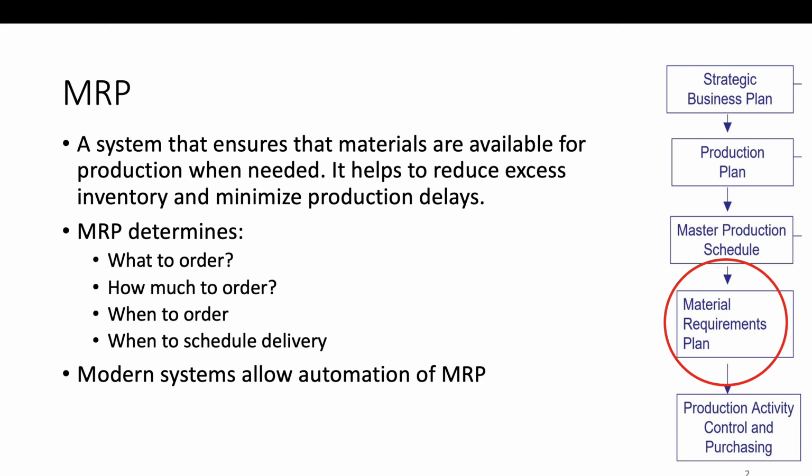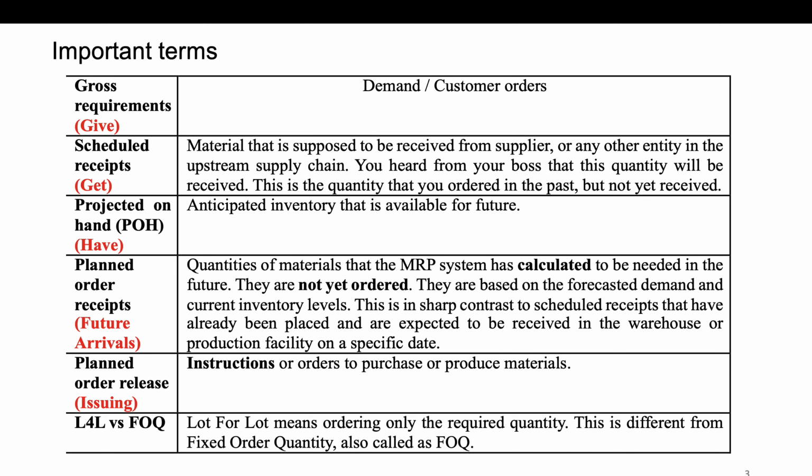Gross requirement is the demand, which means the quantity that's required by the customer. Scheduled receipt is the material that's supposed to be received from a supplier or any other entity in the upstream supply chain. It may be the quantity that was ordered earlier but is not yet received, maybe because of late delivery or any other reason. This is the quantity that we will be receiving. Projected on hand is pretty much similar to projected available balance, which means it is the anticipated inventory that would be available at any given point in the future.